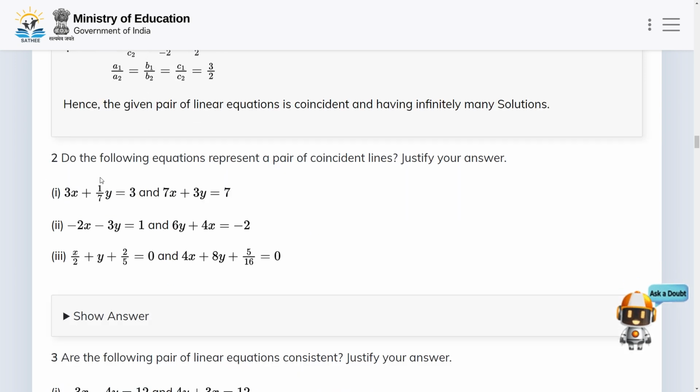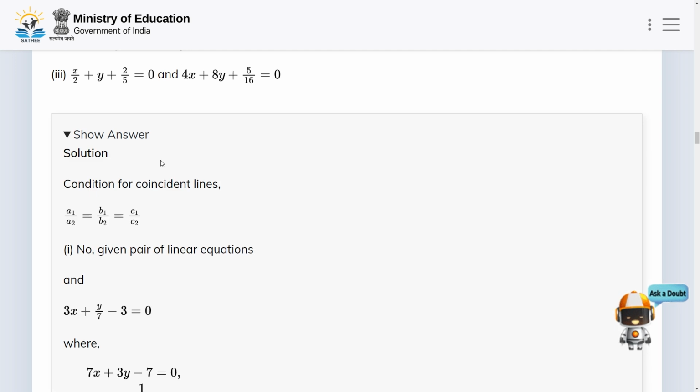In the first one, we are given this pair of linear equations, 3x plus 1 by 7 y is equal to 3 and 7x plus 3y is equal to 7. In the second one, we are given 2x minus 3y is equal to 1, and 6y plus 4x is equal to minus 2. And in the third one, we are given x by 2 plus y plus 2 by 5 is equal to 0, and 4x plus 8y plus 5 by 16 is equal to 0. Let us check which of these equations represent a pair of coincident lines. Now let us see the answer.